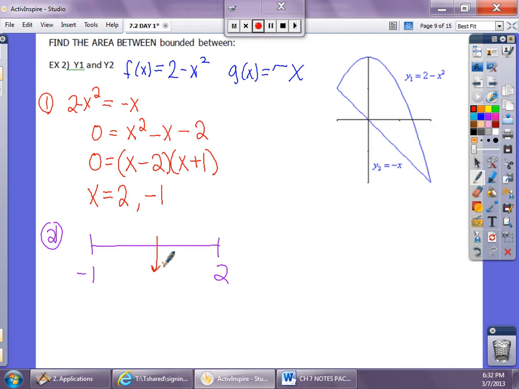So obviously the value I'm going to pick is 0. F of 0 is 2. G of 0 is 0. Therefore, f of 0 is my bigger value, which means that's got to be my top function.